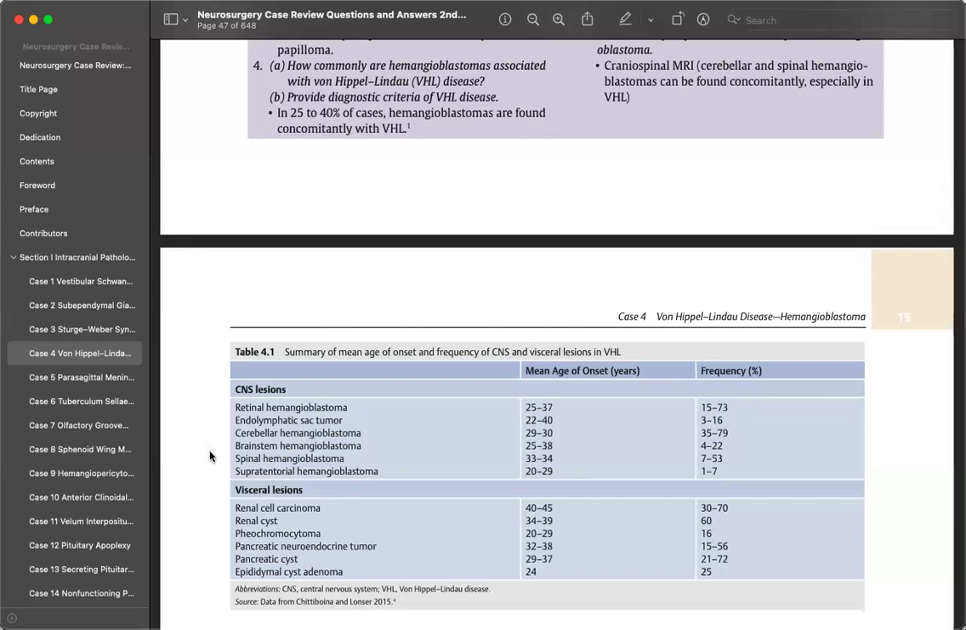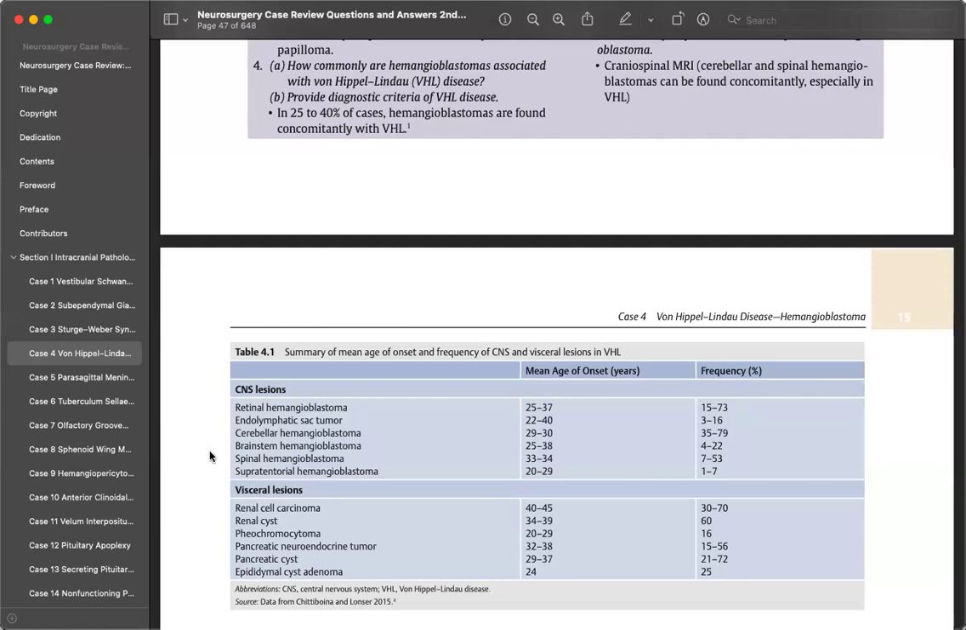All right, so the next one is cerebellar hemangioblastoma, which is what this patient has. And it's seen in 35 to 79% of patients with VHL, according to this chart. And the mean age is 29 to 30 years of age.